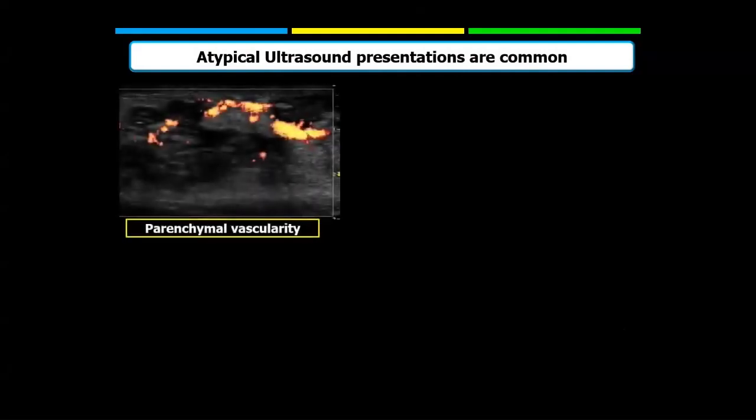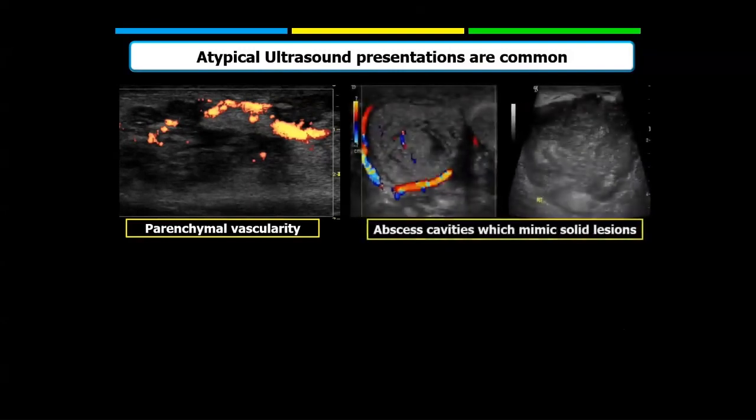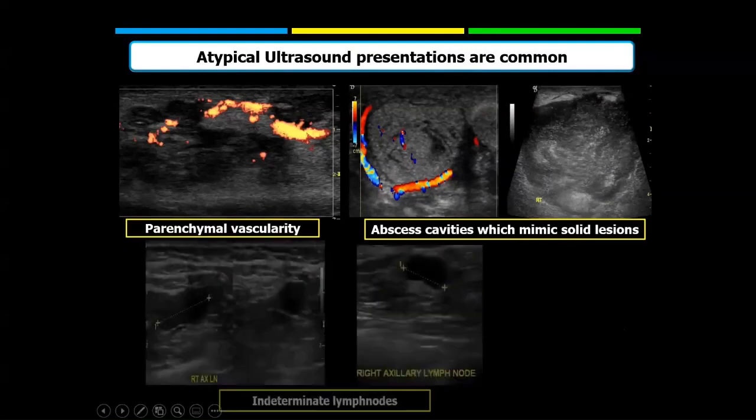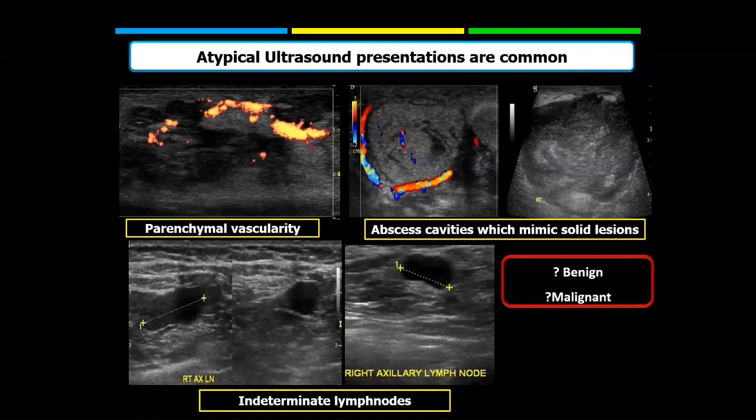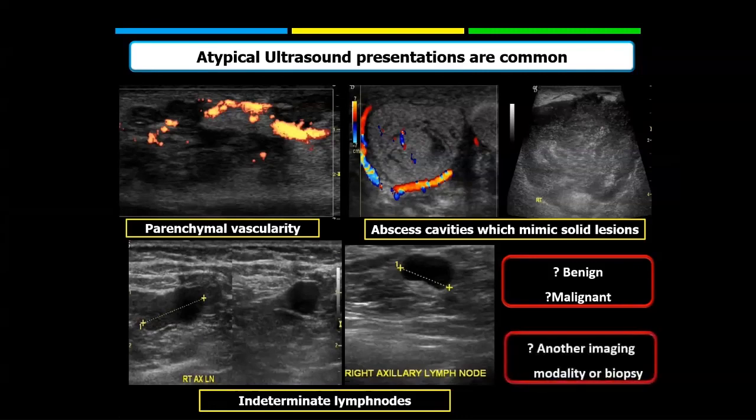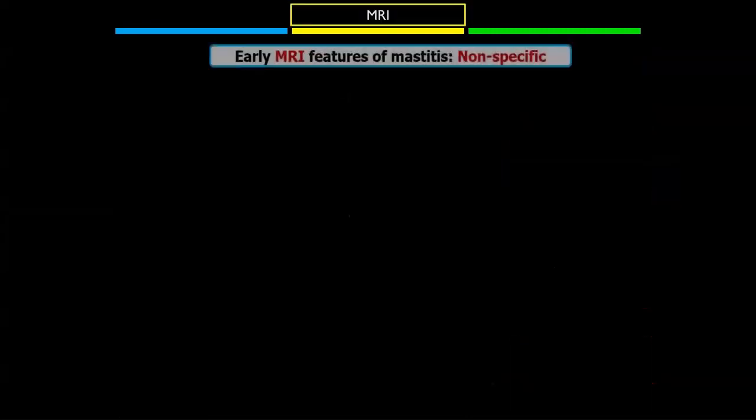But unfortunately, things are not always as straightforward as they appear to be. Sometimes we have atypical ultrasound presentations, like a parenchyma with increased vascularity. We might have abscess cavities, which might look exactly like solid mass lesions. And we might have axillary lymph nodes that look exactly like pathologically infiltrated malignant nodes. In these cases, we fall into the dilemma of whether this is a benign or a malignant inflammatory condition, and in these cases only should we proceed to further imaging modalities.